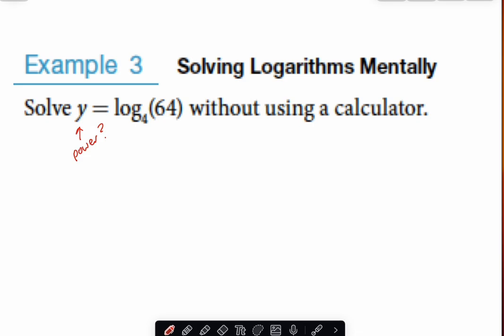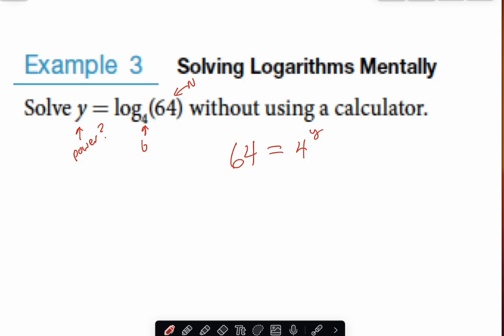So the answer is 3. But let me show you why the answer is 3, okay? So remember, the power is y, our base is 4, our number is 64. So the number 64 is y to a power of 4. Now we know how to solve that. Oh, I'm sorry. Yes, I said it was a power. I wonder why you guys were looking at me like I was crazy.